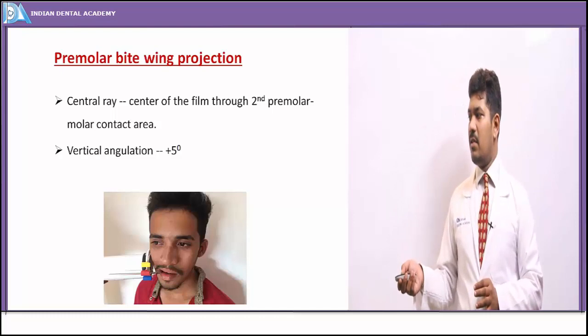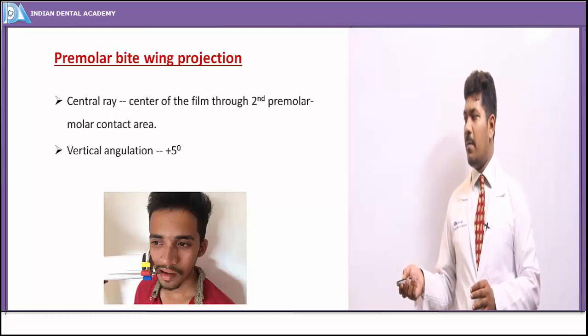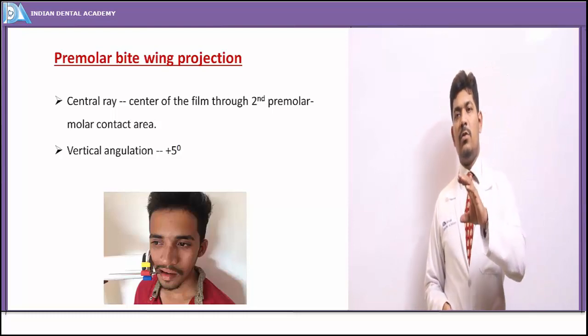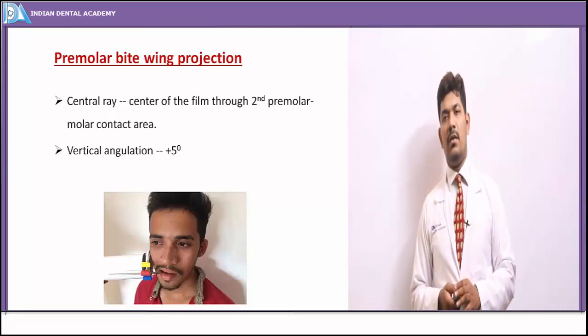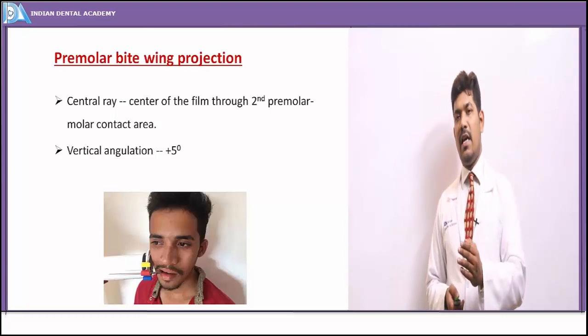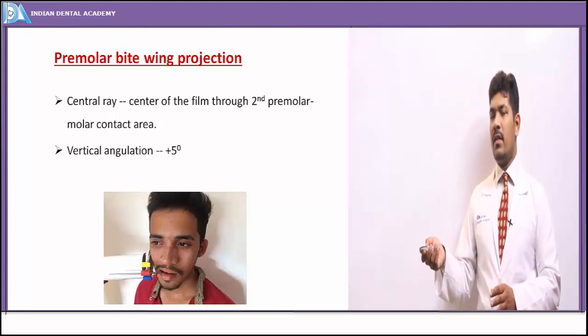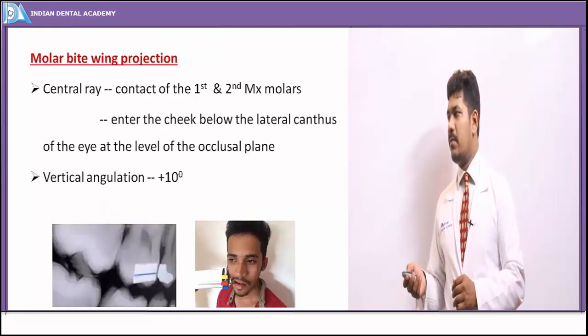The placement is, as you can see over here, our patient is asked to bite onto the bite tab. The film is placed so as to accommodate both the crowns of the maxillary as well as the mandibular arches, and the cone is placed at a slight positive angulation.